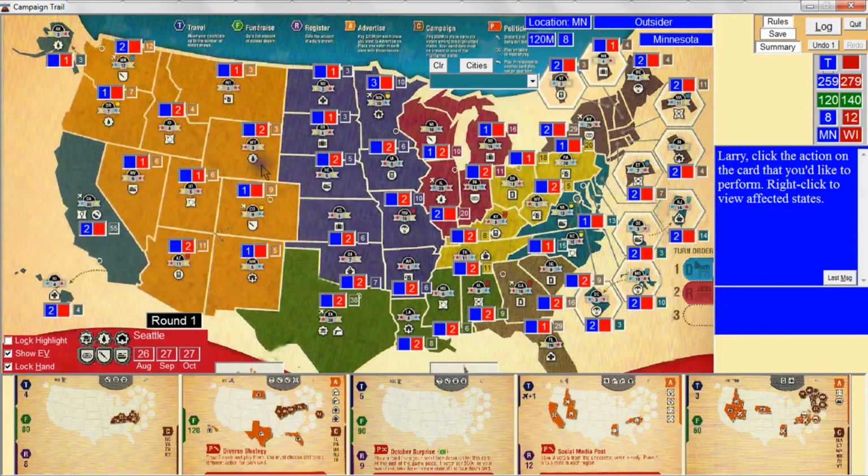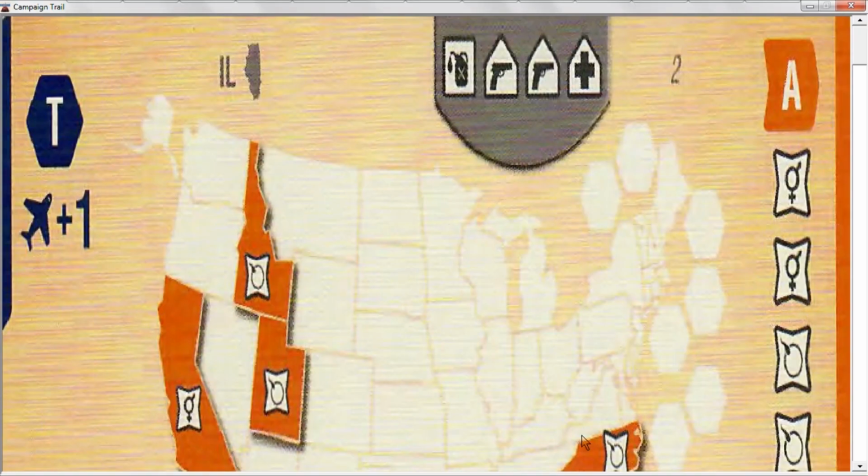Let's contrast that to this 4th card here. So if I played this 4th card, I could perform a travel action where I could fly, in this case, to any one city. There are 10 cities in the game, 10 states that have cities. So I could fly to any one of those states, and then I could move up to 1 additional adjacent state away, or I could reverse that.